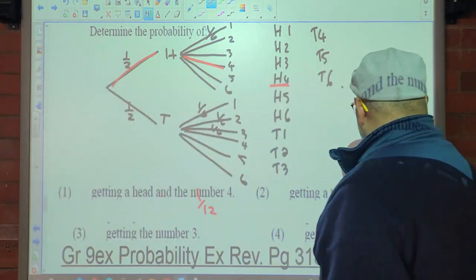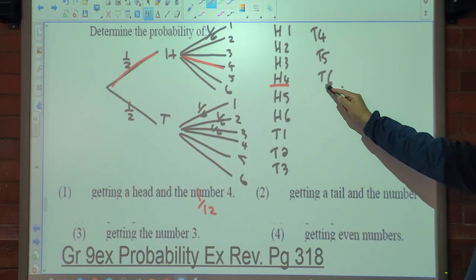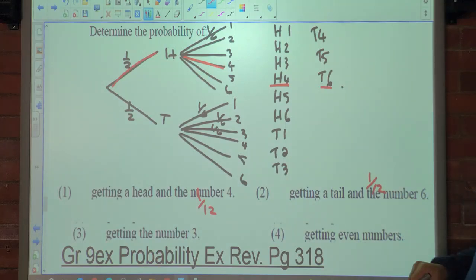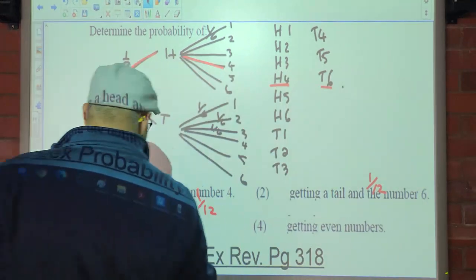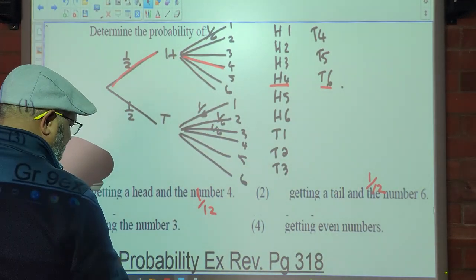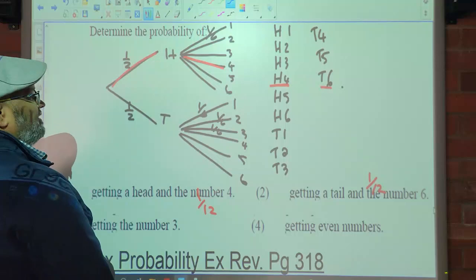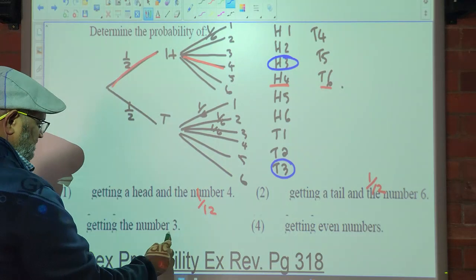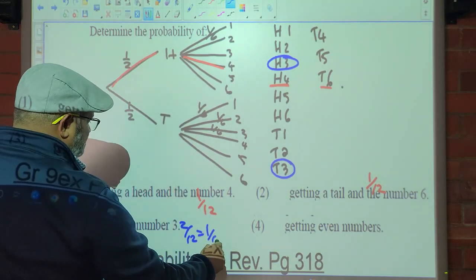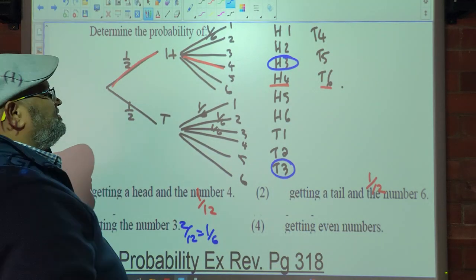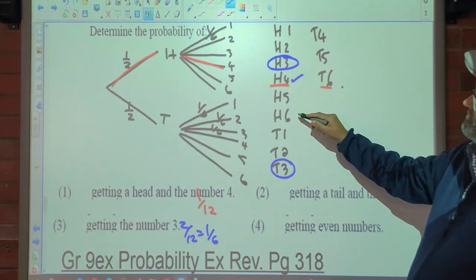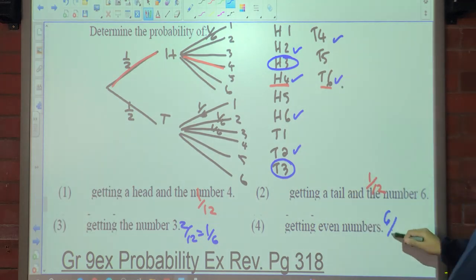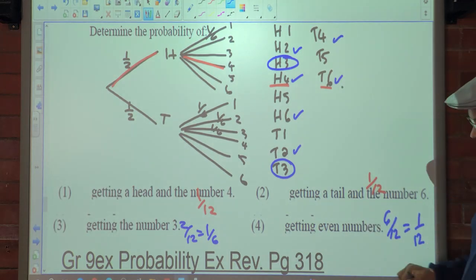Number 2 says getting a tail and the number 6. Tail and the number 6 is also 1 out of 12. Let's look at number 3. Number 3 says getting the number 3. How many number 3s are here? 2. So it's 2 out of 12, which is 1 out of 6. Getting an even number, how many even numbers are here? 1, 2, 3, 4, 5, 6. 6 out of 12, which is half.